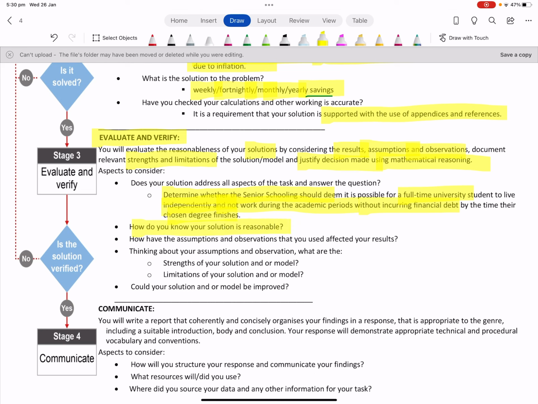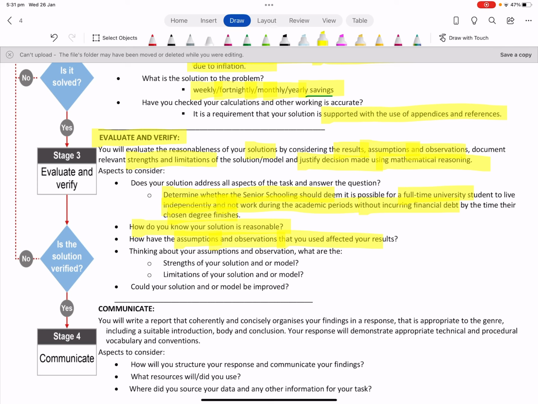So again, you can think about all the different things you've gone through to make your answer reasonable, and whether this is the evaluating stage. So evaluating is really weighing up whether you think it's a viable option. The next section is how have the original assumptions and observations that you've spoken about affected your result? So you may find that some of the original assumptions and observations may have dramatically affected how you've put your solution together.